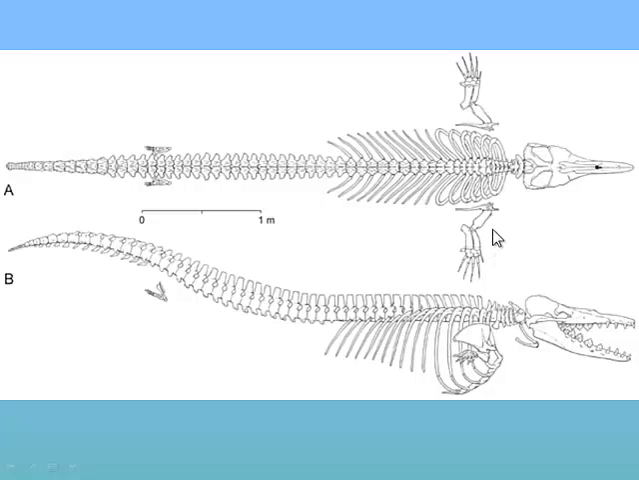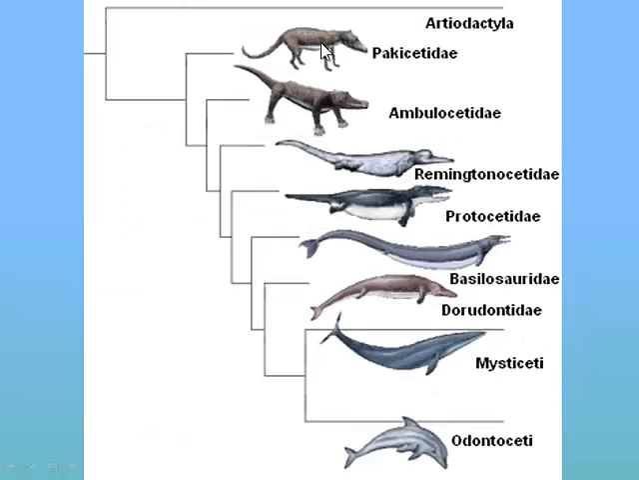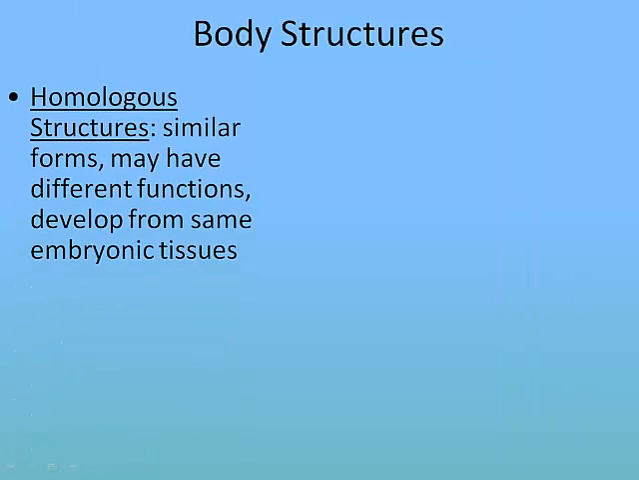Here's Basilosaurus that was in the film clip. You can see the front legs now are obviously flippers, and the back legs are just a vestigial structure. Here we can line up these transitional fossils from Pakicetus all the way through to Basilosaurus and all the way to modern whales. This is very strong evidence of evolution. Body structures can be evidence of evolution also.